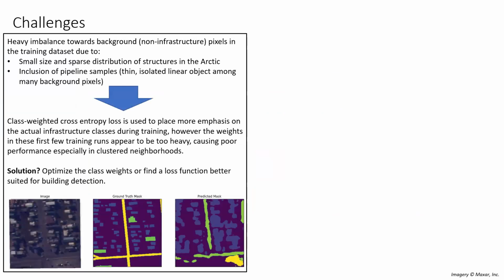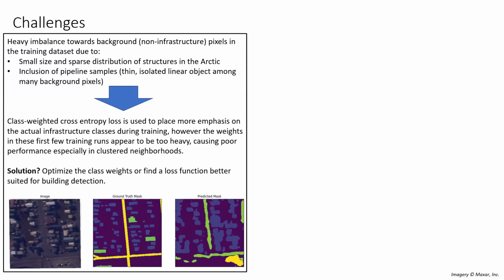So now I'll talk about some of the challenges. Going back to the class imbalance issue that I mentioned, in the training data set there's a really heavy imbalance towards background or non-infrastructure pixels. This is a pretty common issue in deep learning and machine learning, but in this case I think it's an unavoidable issue because infrastructure is, on average, small and sparsely distributed across the Arctic. So naturally, you're going to gather a lot of background in the training data set, right?